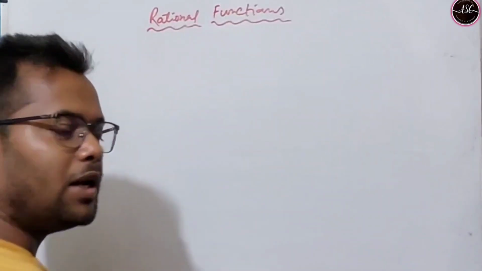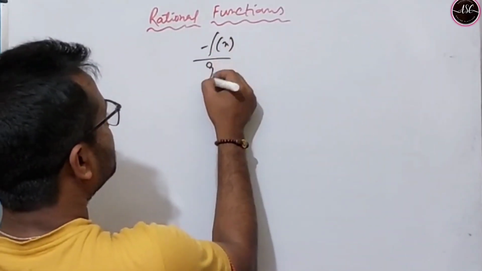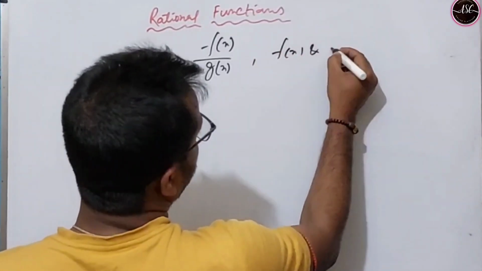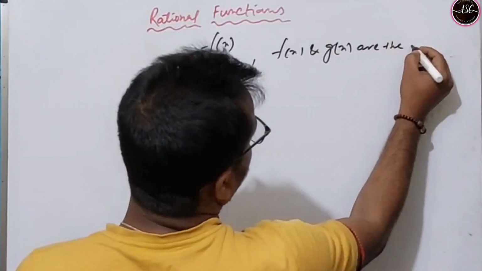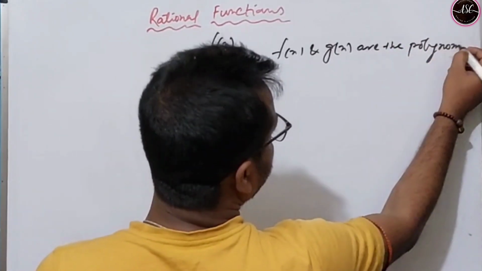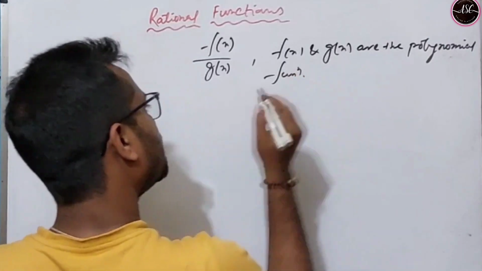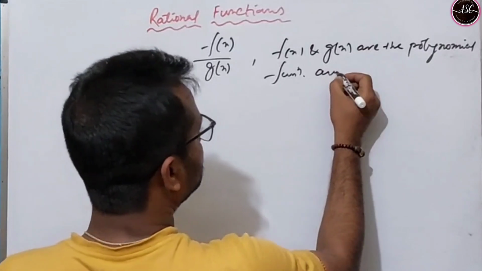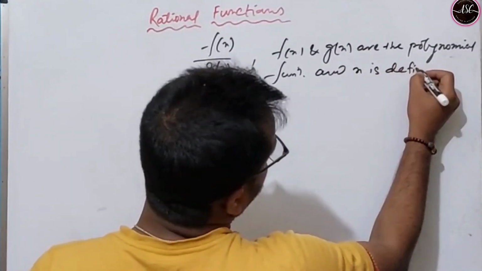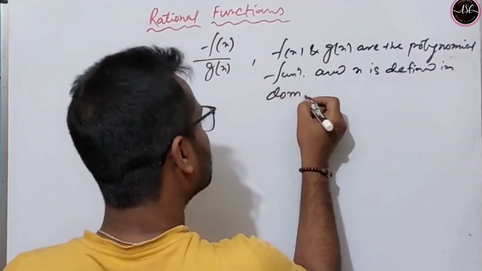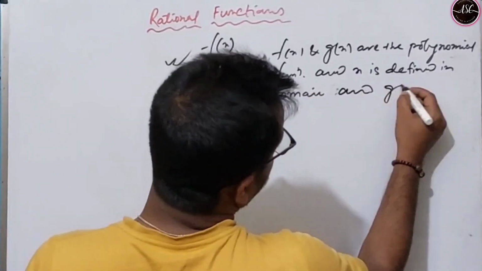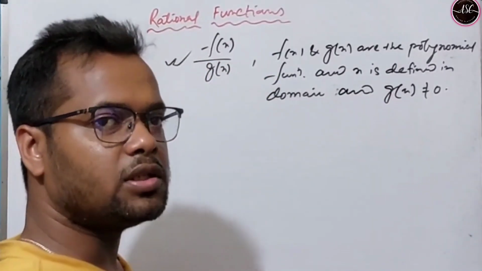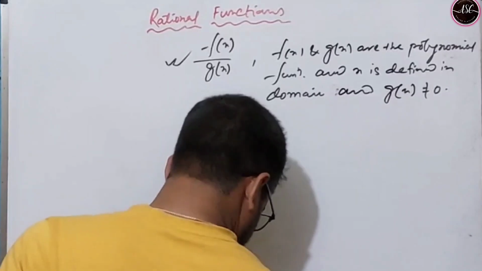Now we'll learn about the rational function. A rational function is a function of the type f(x) by g(x), where f(x) and g(x) are polynomial functions, x is defined in the domain, and g(x) is not equal to 0. If this condition is satisfied, then f(x) by g(x) is called a rational function. Now looking at some examples.